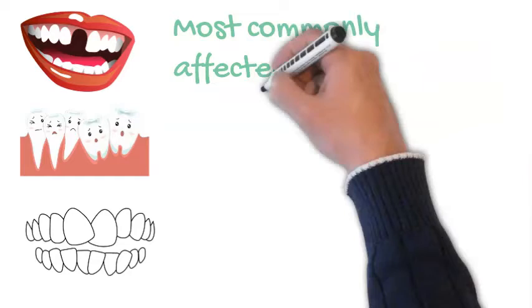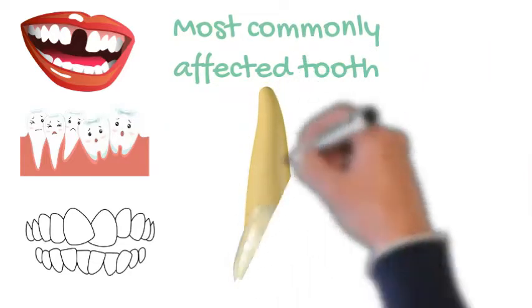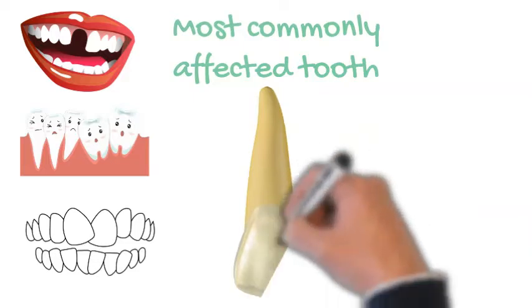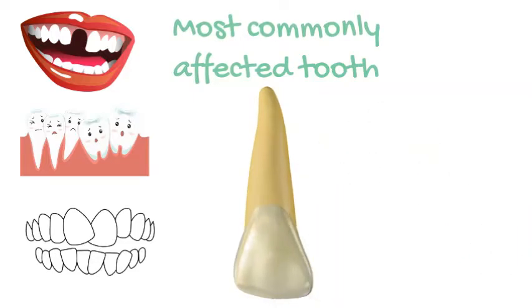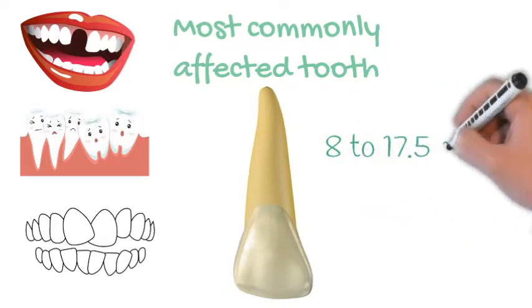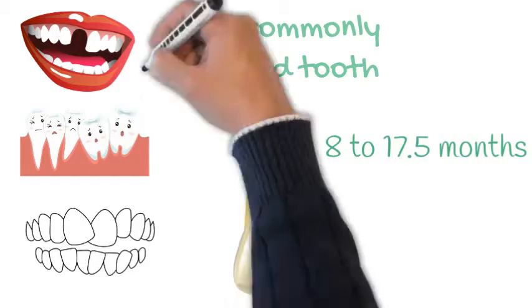The teeth most commonly affected are those that lie in the line of the cleft and are on the same side of it. The tooth most commonly affected by this anomaly is the maxillary lateral incisor, in which its eruption may be delayed from 8 to 17.5 months later than the normal eruption time. The delay depends on the location of the cleft in relation to the maxilla.